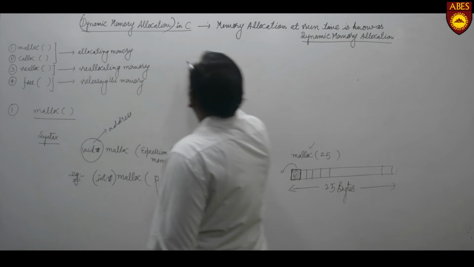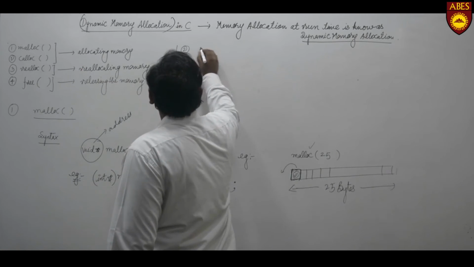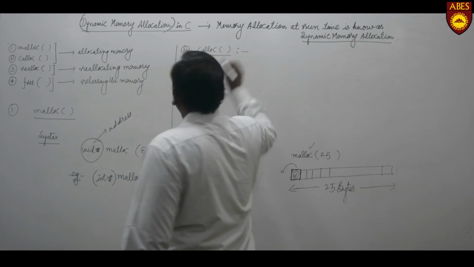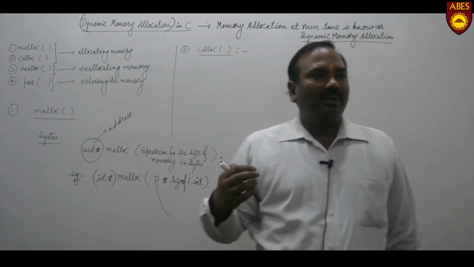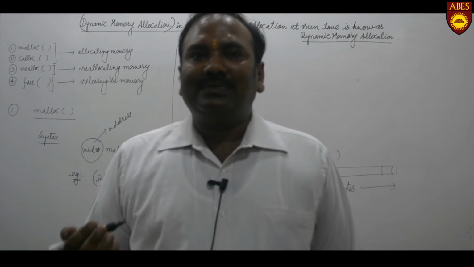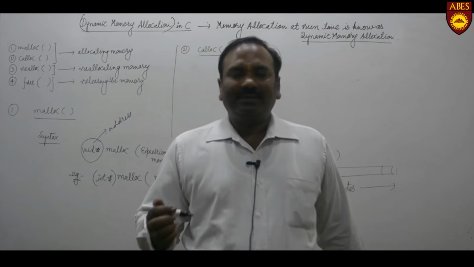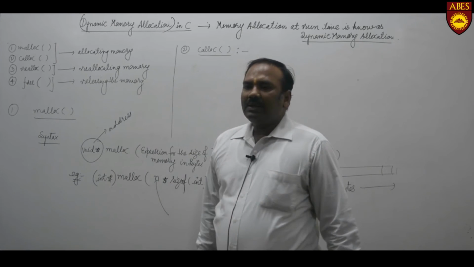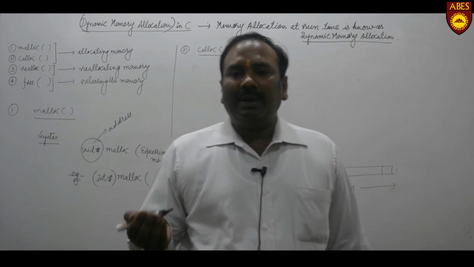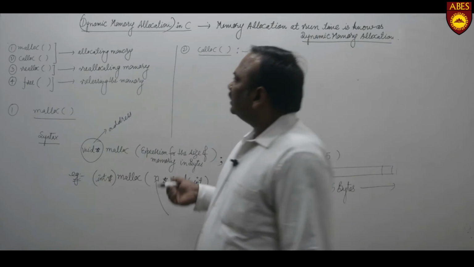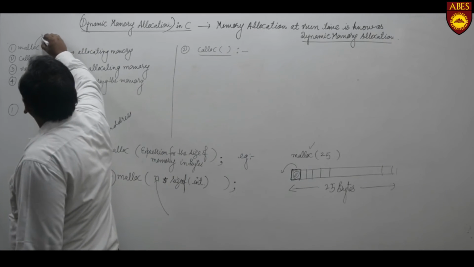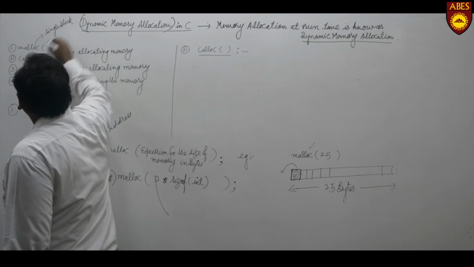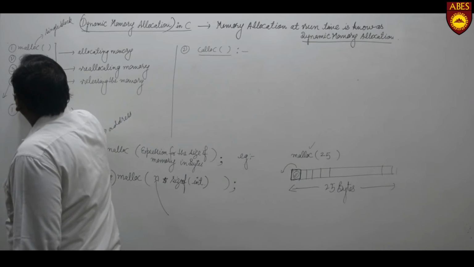Now the second function is calloc. Calloc is also used for memory allocation. Calloc stands for contiguous allocation, and it is also used for memory allocation. Then what is the difference between malloc and calloc? Actually malloc allocates a single block and calloc allocates multiple blocks.